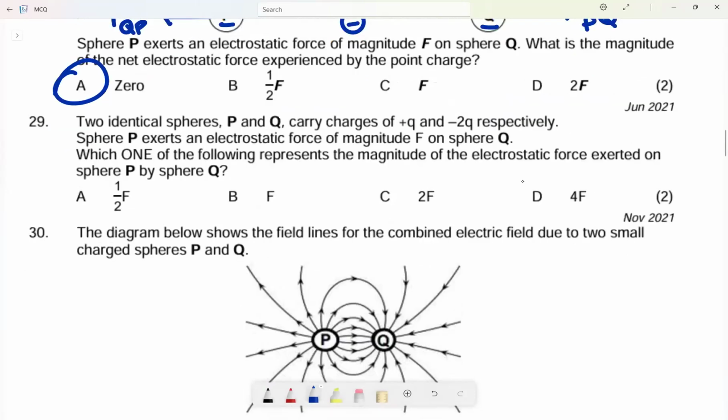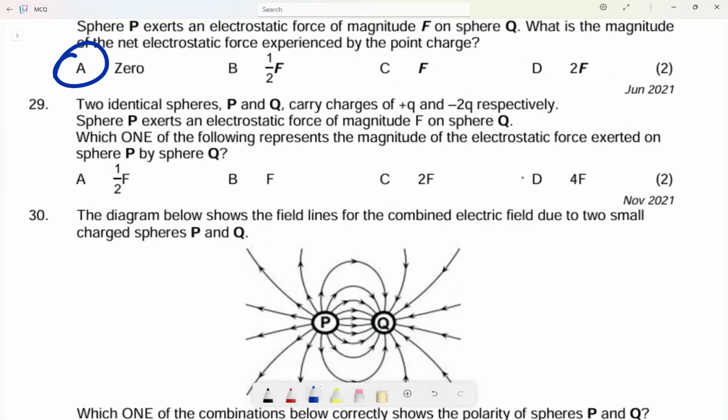Number 29. Two identical spheres P and Q carry charge Q and negative Q respectively. Sphere P exerts an electrostatic force of F on Q. Which one of the following represents the magnitude of the electrostatic force exerted on sphere P by Q? If P exerts a force of F on Q, it means Q will exert the same force on P, irrespective of the charge. Why? Remember Newton's third law. You apply a force on me, I apply a force on you, just that it will be different in direction. But now they wanted the magnitude.